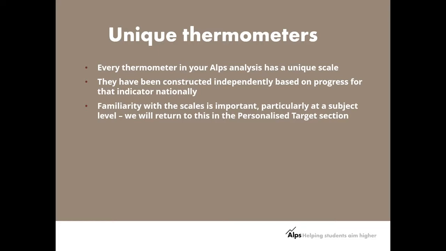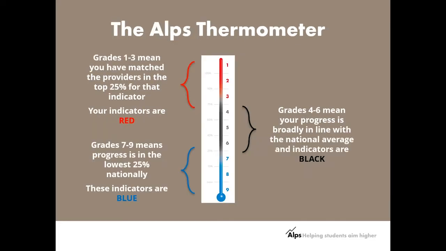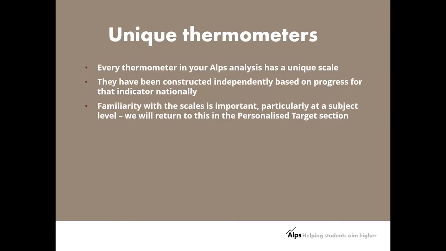So every single indicator in your report has a unique scale. If I just pop back to that thermometer, down that 100% to the bottom, you're going to have some numbers on that depending on which indicator you are looking at. And every single one is unique, and every single one has been constructed independently, based on that national database, okay?